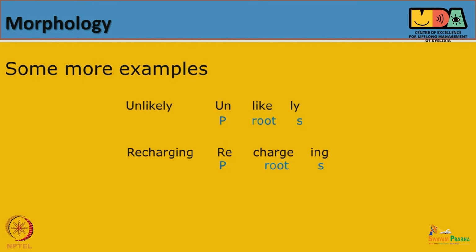Recharging. The prefix is re, the root word is charge, and the suffix is ing. Disinfected. The prefix is dis, the root word is infect, and the suffix is ed. Right, let us get straight into the rules for morphology.